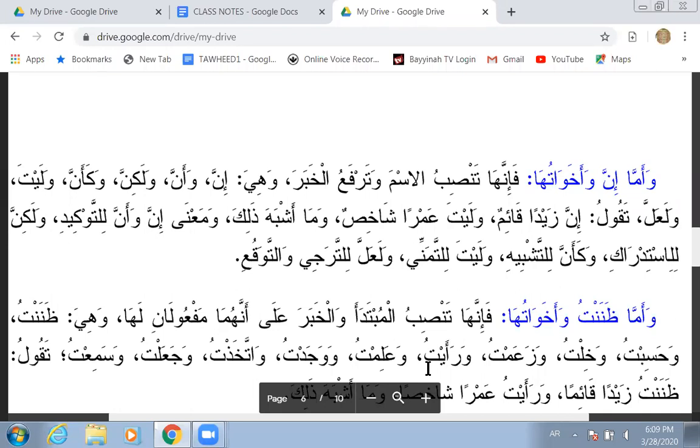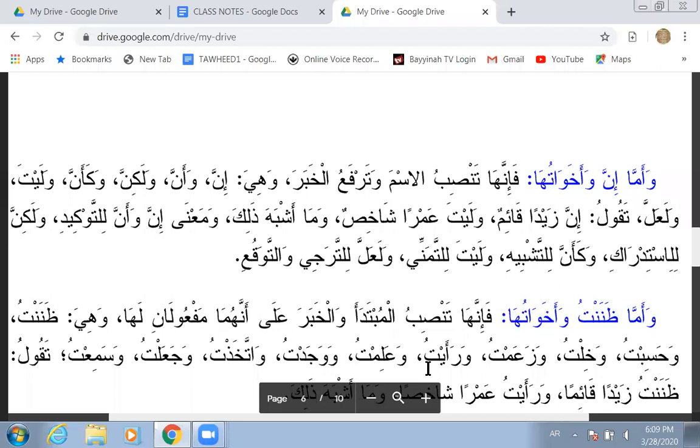Then they explain the meanings of these. Inna and anna are used for emphasis. Lakinna is used for correction, to correct something. Ka'anna is used to show similarity. Layta is used for tamanni, and la'alla is used for taraji, or for tawaqqu'.